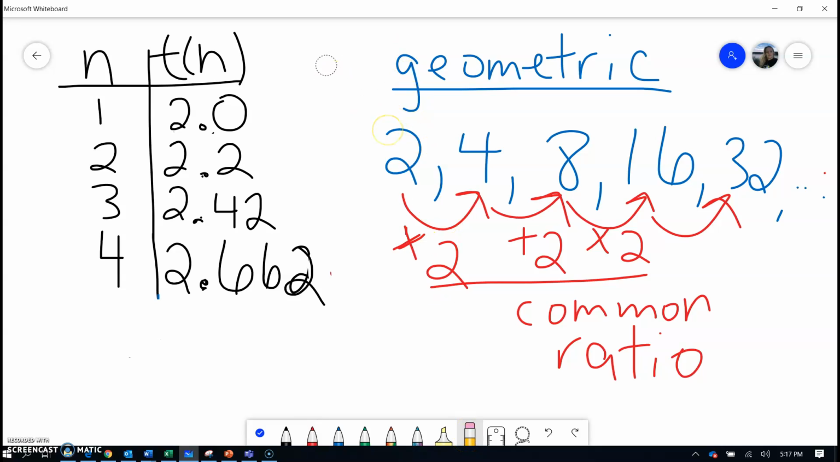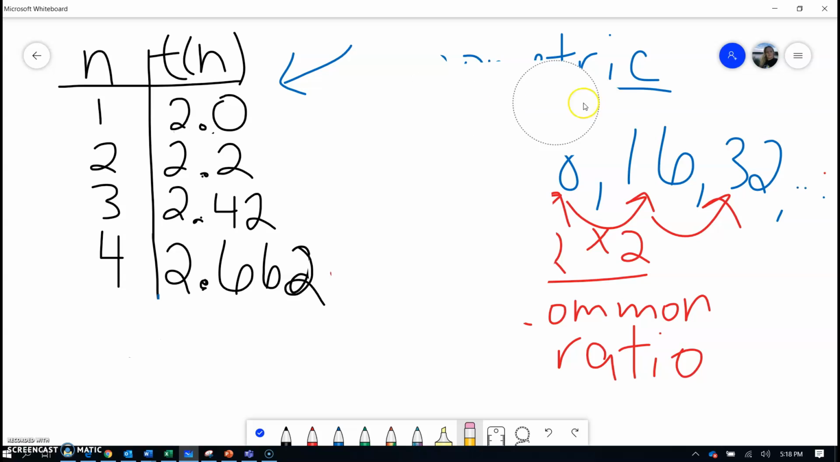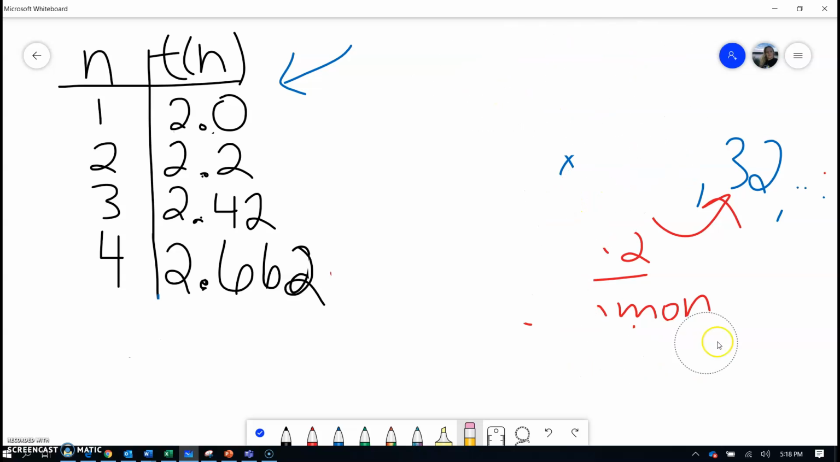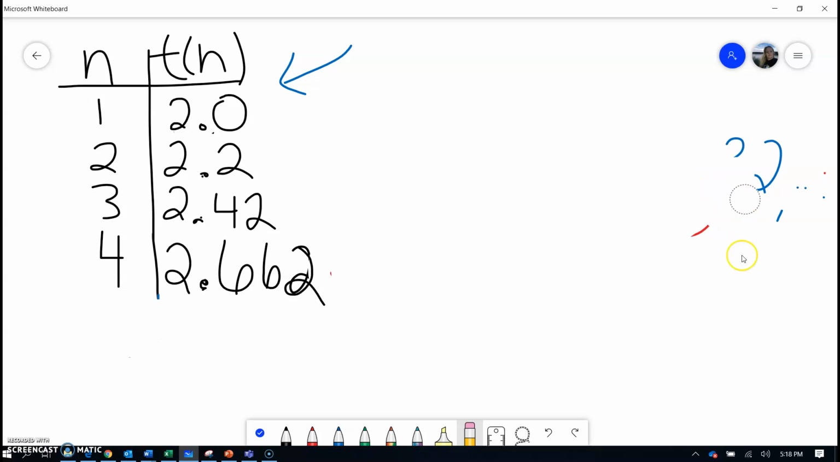We're actually going to look at this set of numbers and figure out what the sequence is. So I'm going to erase this to give myself room without having to scroll over. Let's take a look at the sequence that starts off with 2 and then goes to 2.2, then to 2.42, and 2.662.